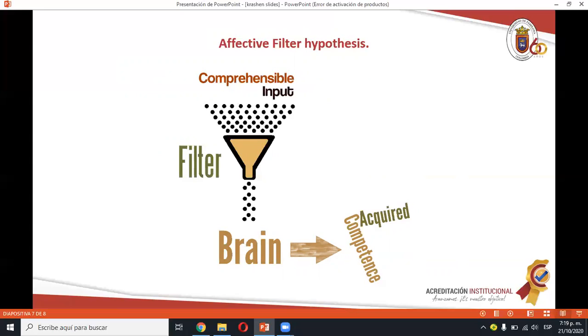But on the other hand, individuals with the opposite negative variables could exhibit an important raise in the affective filter, resulting in a mental block. In other words, when the filter is up, it inhibits language acquisition.